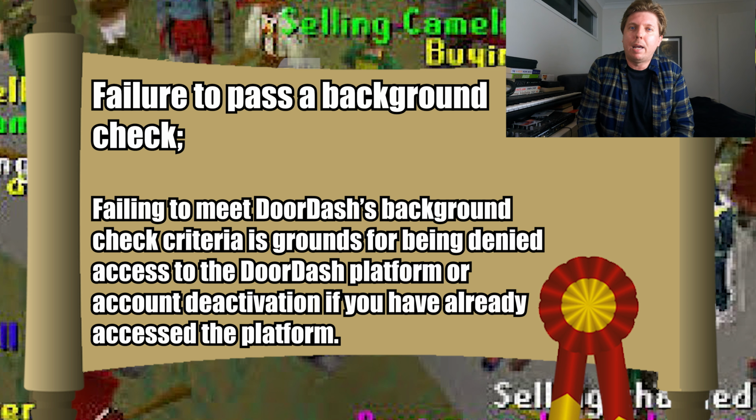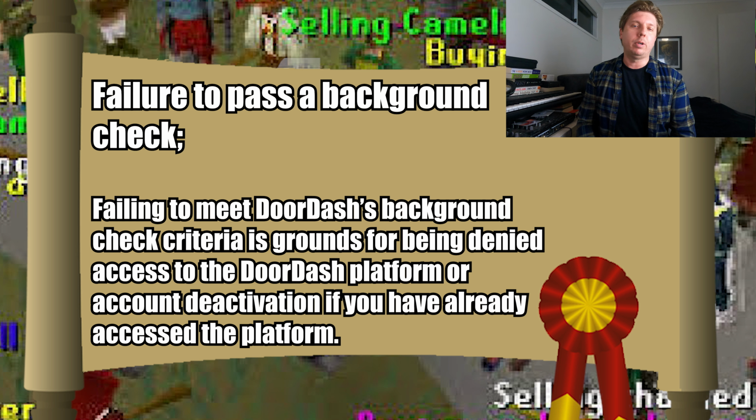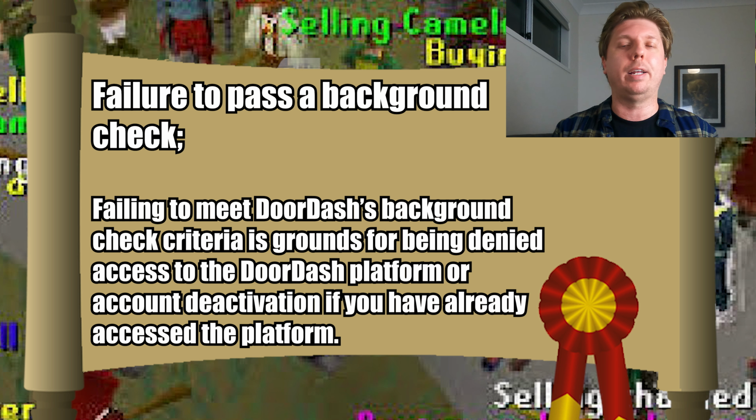You can appeal if you feel it is incorrect. Maybe someone else has the same name as you or something like that, and you appeal it. You can go through that process, but they do keep checking. So if you find yourself in an event where you get a criminal record while you are dashing after you've already signed up, you may be deactivated later on down the track for that. So keep that in mind. They do background checks even after you've signed up, and it's sporadic, just as an audit process. And if you're flagged up, you're flagged up.